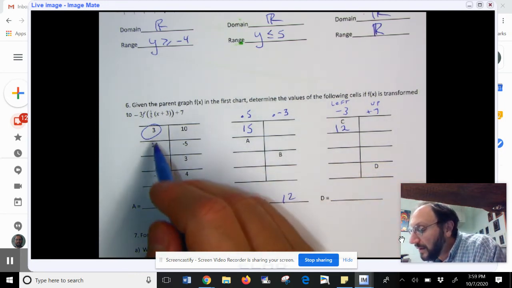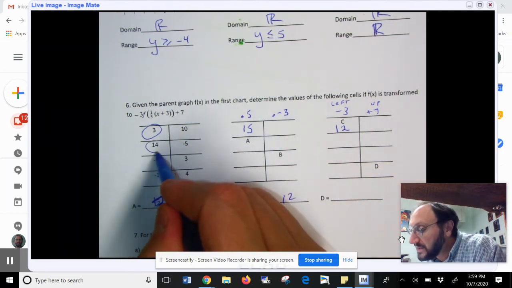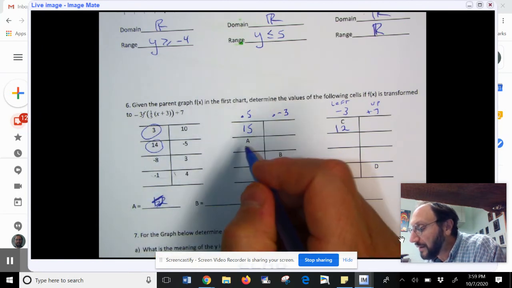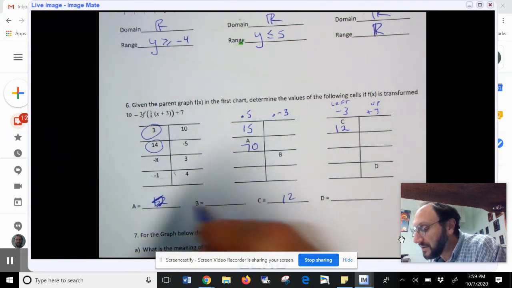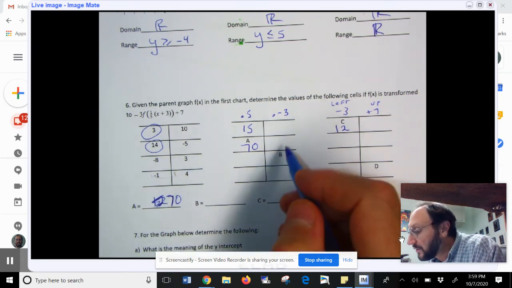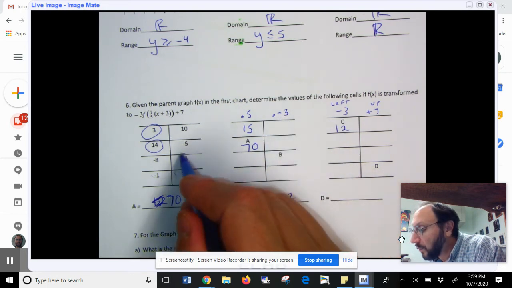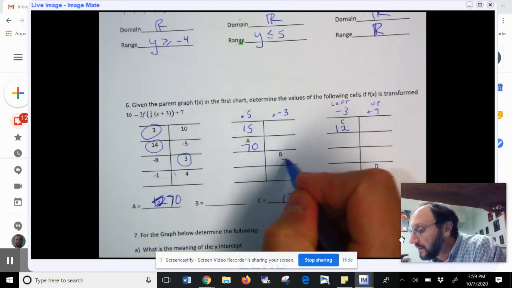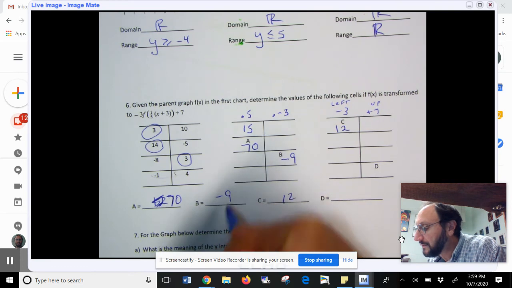Too bad. All right, the second one is starting with 14, and we multiply by 5. Of course, that's just 70. So that one's done. We don't have to do any more with that. 70 is the answer for A. B is over here. It multiplies the y value by -3. So the b value is -9.